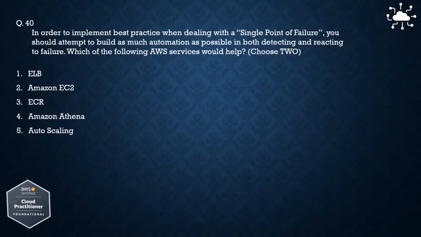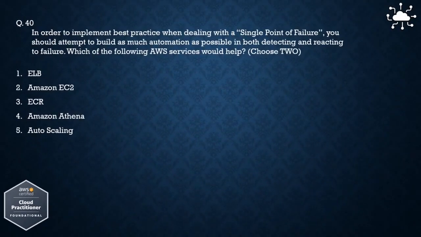Question 40. In order to implement best practice when dealing with a single point of failure, you should attempt to build as much automation as possible in both detecting and reacting to failure. Which of the following AWS services would help? Choose 2. 1. ELB. 2. Amazon EC2. 3. ECR. 4. Amazon Athena. 5. Autoscaling. The correct answers are ELB and autoscaling.